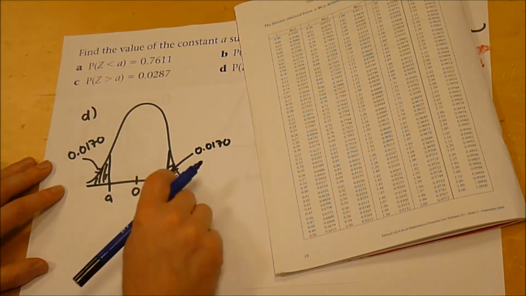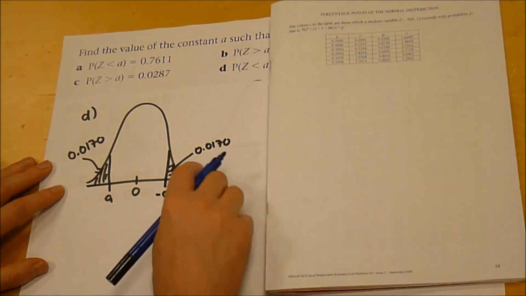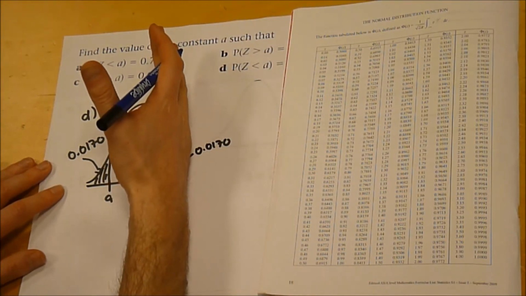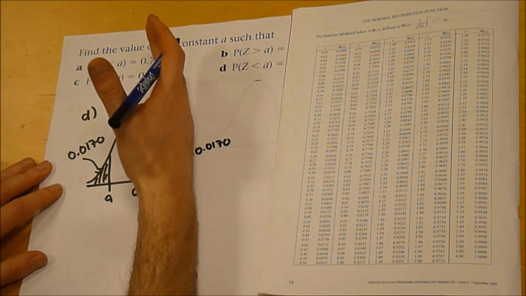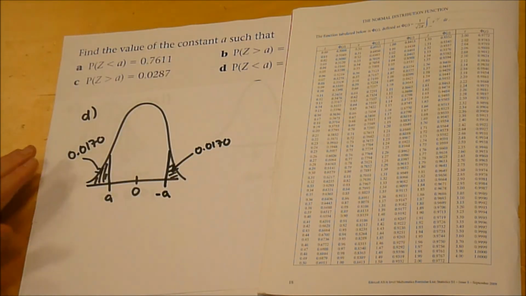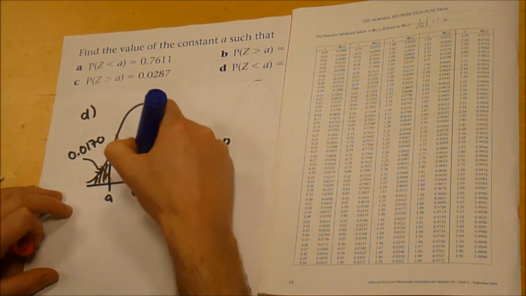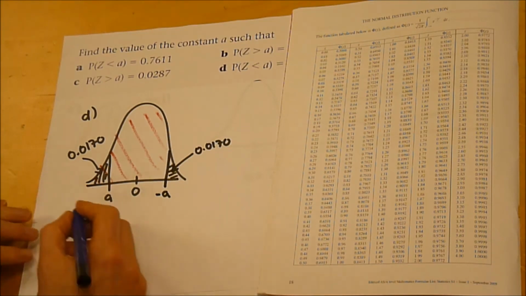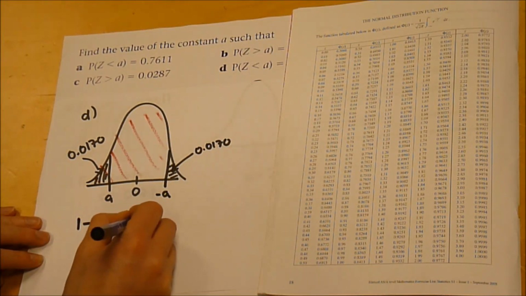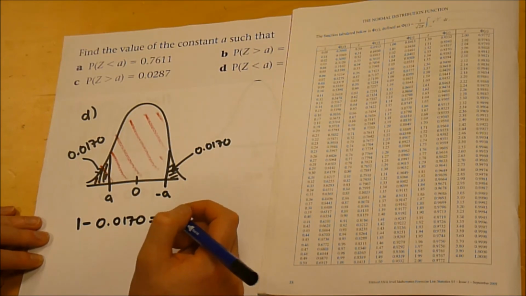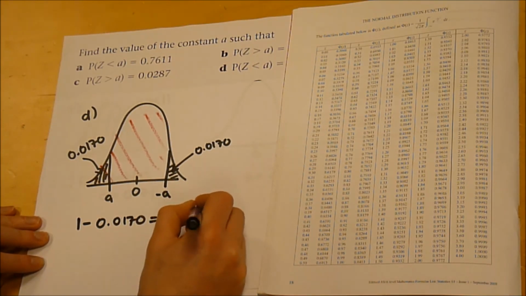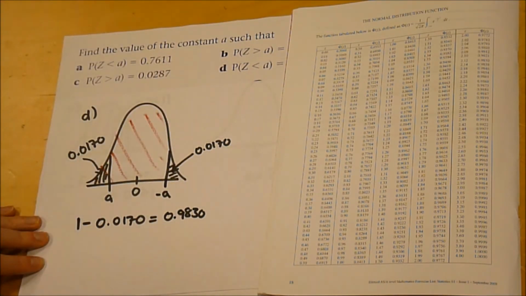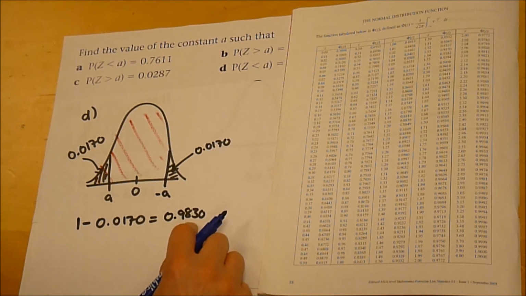Well, how are we going to do this? Well, we can't look this up in the table because it's not a very nice probability. We can't use our forward tables. So we're going to have to work out the probability that Z is less than minus A. So that is all of this area here, including this bit. Okay? So to do that, we do 1 minus 0.0170, which equals 0.9830. So that's the probability that Z is less than minus A, so all of this bit. And then we look that up in the tables.